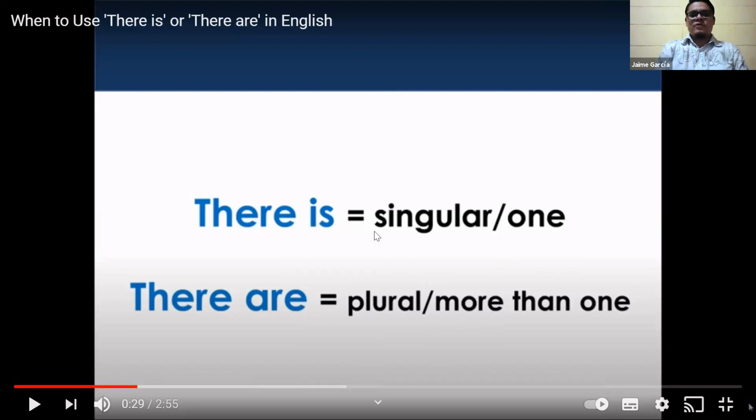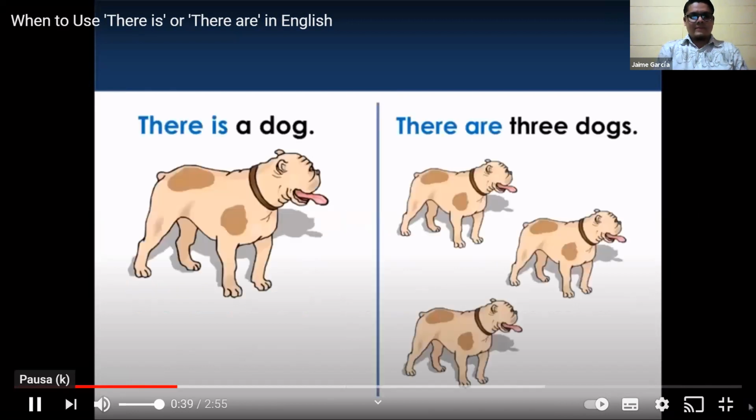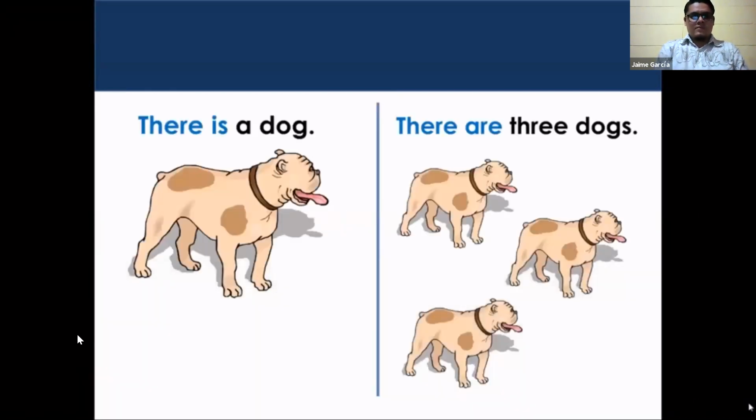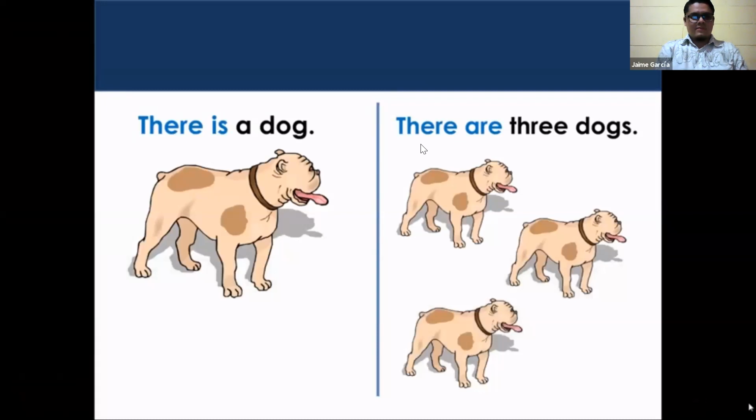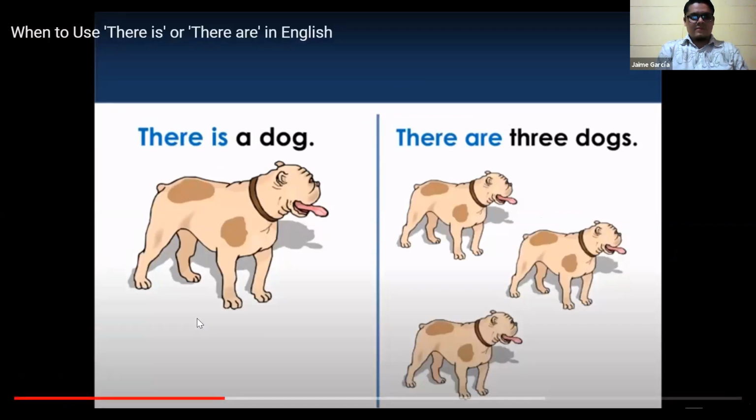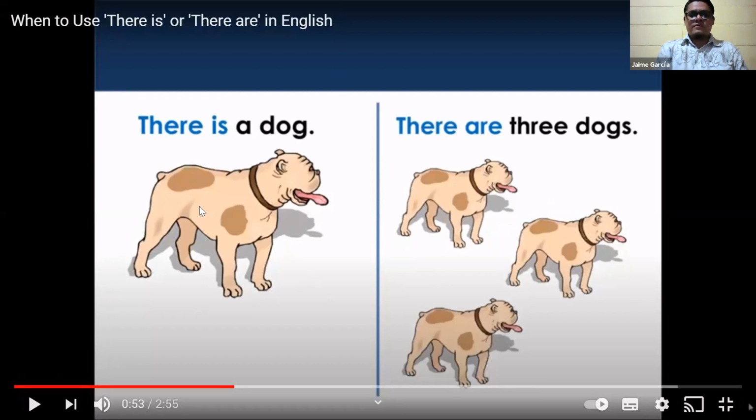Okay. So as we said before, there is for singular and there are is for plural, or more than one. Let's look at some examples. There is a dog. So there's one dog. There are 3 dogs. More than one. There is a dog. There are 3 dogs.